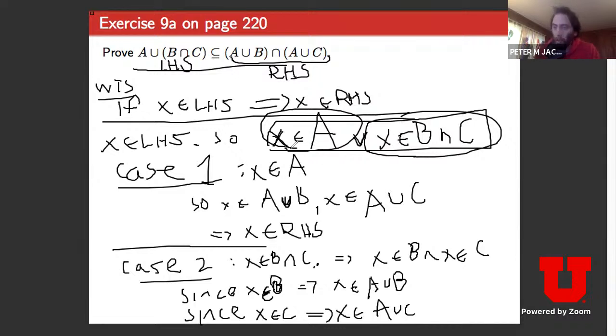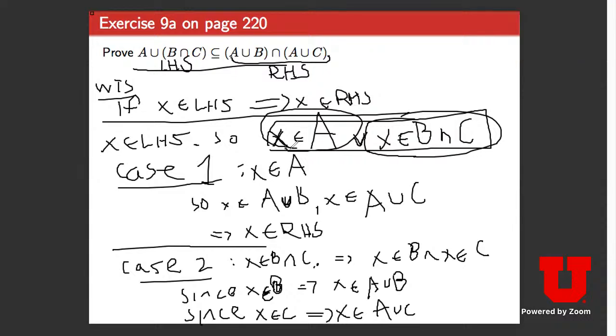So either one case would be X is in A, but if that's not true, then definitely because this is a logical or, X would have to be in B intersection C. So one of these two things must be true. So that's why we have these two cases.